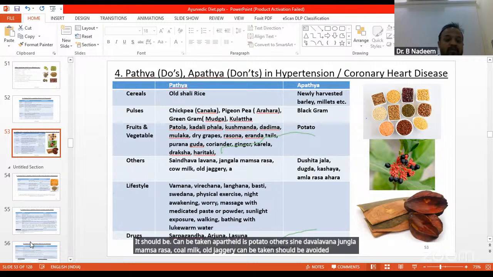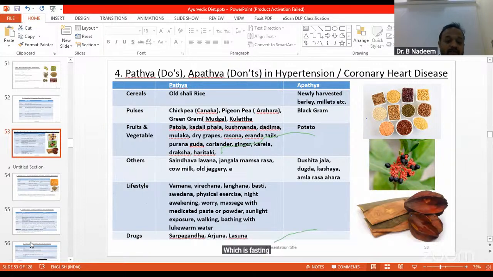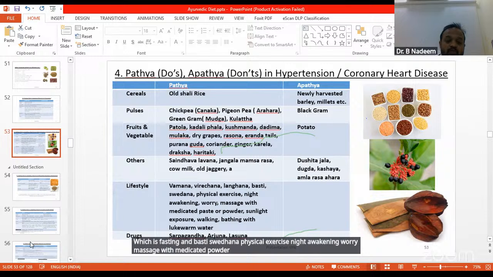In lifestyle, vamana, virechana, which are Ayurvedic procedures of panchakarma, langhana, which is fasting, and basti, swedana, physical exercise, night awakening, worry, massage with medicated powder, sunlight exposure, walking, bathing with lukewarm water is advised. Drugs: sarpagandha, arjuna, and lasuna. All these are good. Okay.